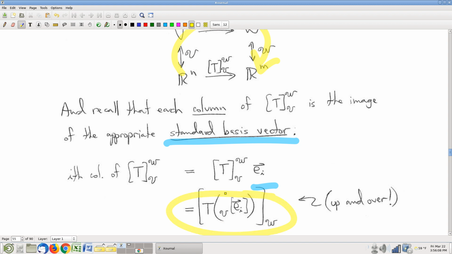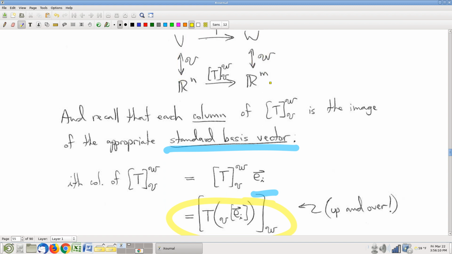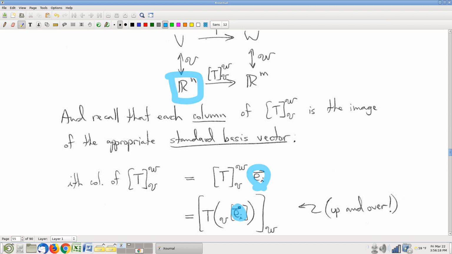Now let's walk through and make sure that we see how this process does up and over and down. We're starting with a standard basis vector in Rn. Up, we're going to find the corresponding vector in the vector space V. Over, we're going to apply the linear transformation, T. Down, we're going to write the result of that in coordinates with respect to script W.